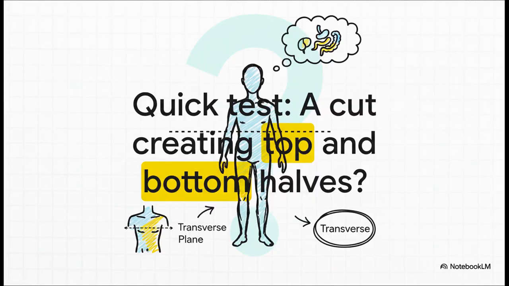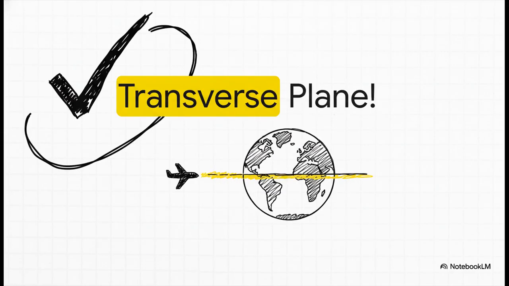All right, you ready for a quick pop quiz? Just to make sure this is all locked in? First question. If you make a cut that creates a top half and a bottom half, what plane is that? Yes, you got it. That's the transverse plane, the horizontal one. Just think of that flight going across the ocean.